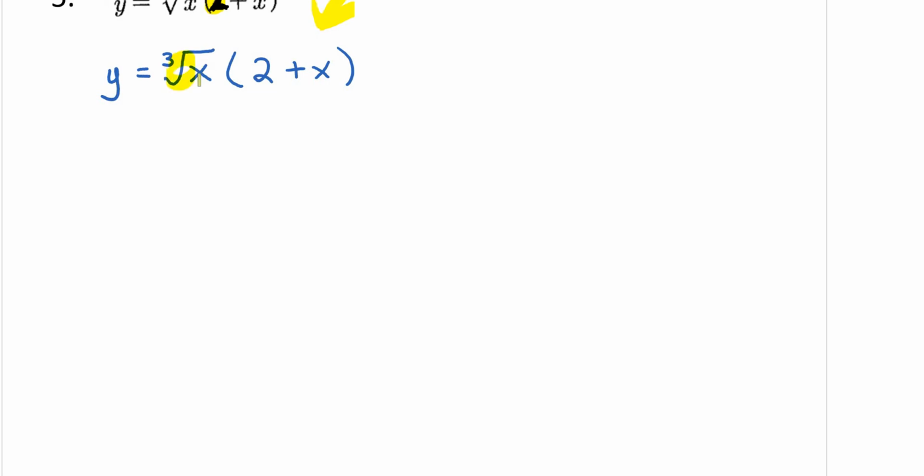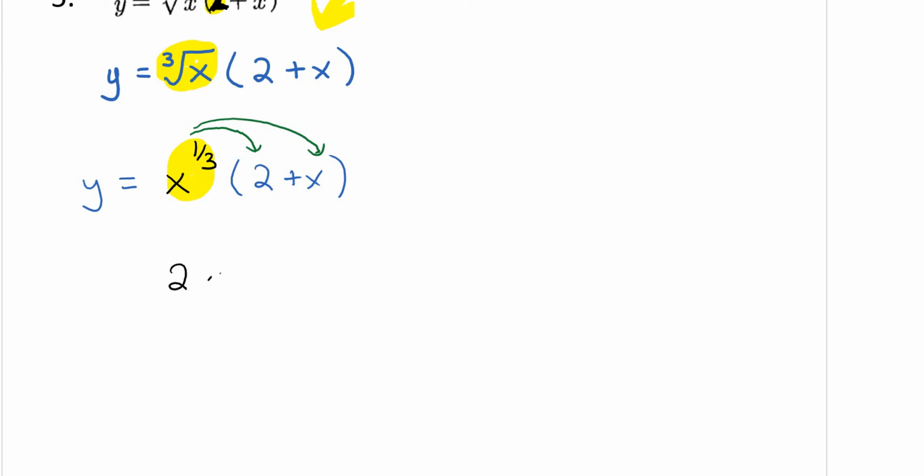So for this particular problem, I would take this radical right here and I would change that to a power. So that would be x to the power 1/3. And then that would be multiplied with 2 plus x. After that, I would take my power here, x to the power 1/3, and I would distribute that into the brackets. And if I distribute that, I would get 2x to the power 1/3 plus.